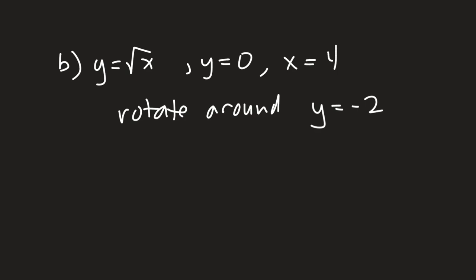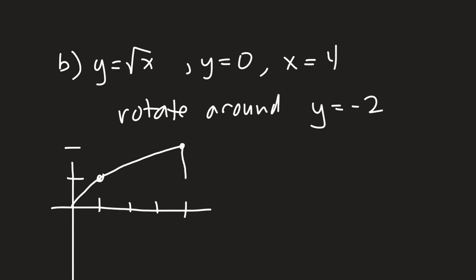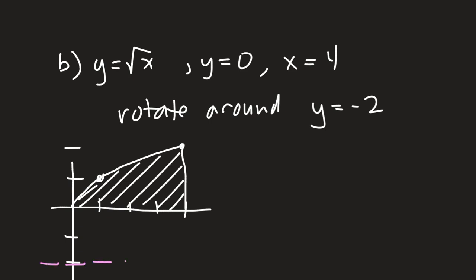Here's part B. So it's the same graph, but now we have a different axis of rotation. Okay, so let's draw this again. We have the point (1, 1) and the point (4, 2). That is our square root curve. And then we have x equals 4 and y equals 0, so we have this area that we're going to be rotating. But now that line of rotation is 2 units down. So here we have your line of rotation, 2 units down here.